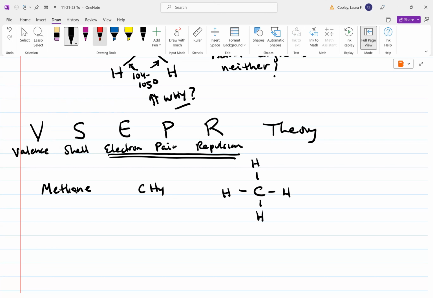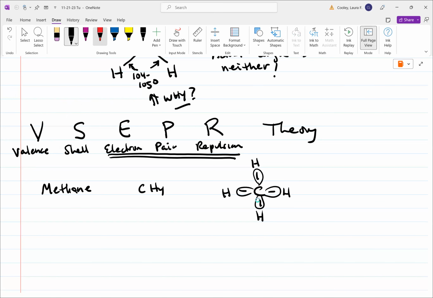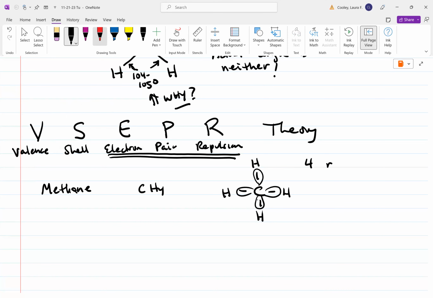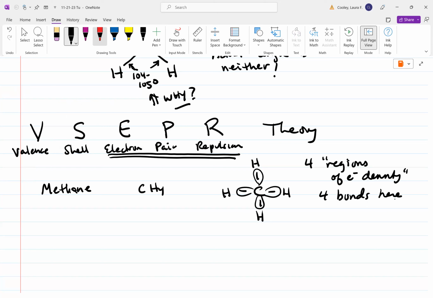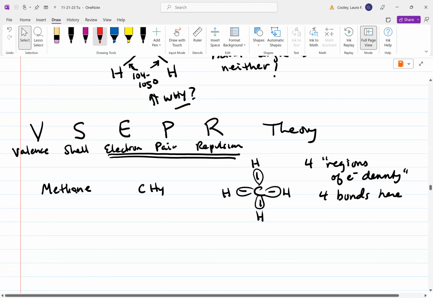Okay, so it has this bond, this bond, this bond, and this bond. And these are what we call 4 regions of electron density. In this case, there are 4 bonds. And you have to imagine that these bonds have electrons in them, and they are negatively charged. And so they don't want to be near each other. They want to be as far away from each other as possible in space.